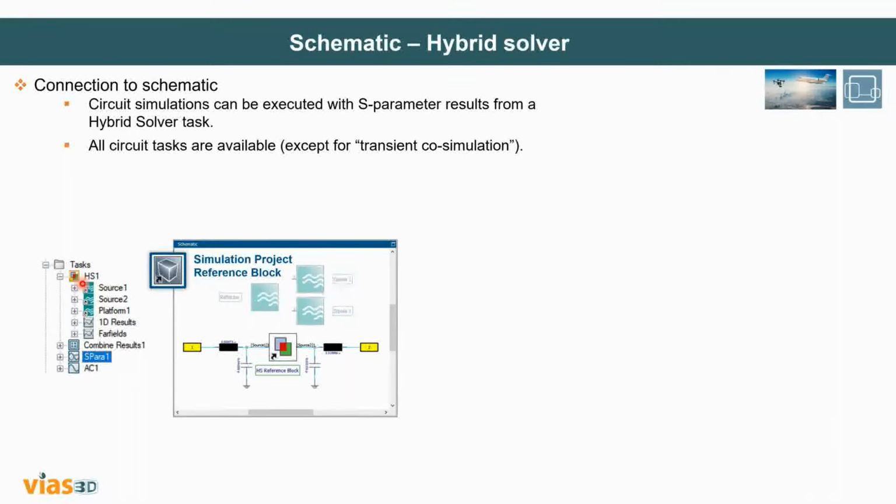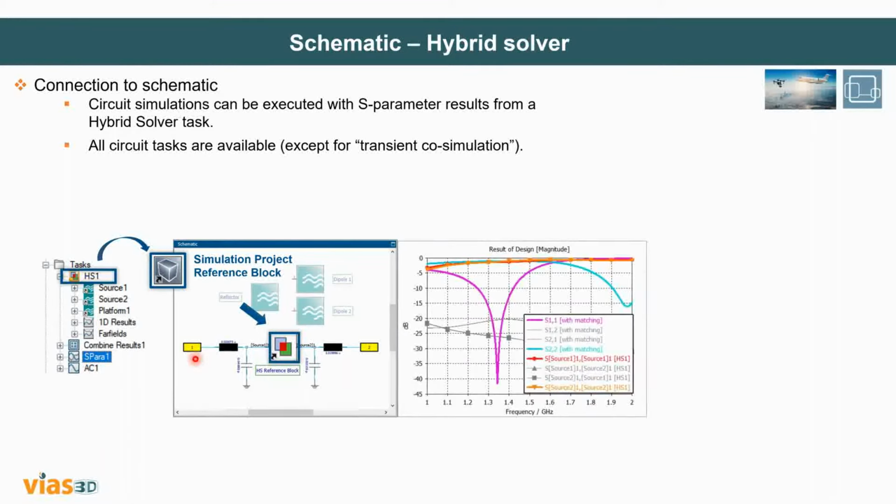What is the new addition in 2022 is that even the hybrid simulation bidirectional task can be directly brought over here in the schematic, and you can add other components here, and you can perform all other circuit tasks like S parameter, except the transient co-simulation. AC combined result for far field will also be added in service pack SP2 for this one. And these are the results obtained after adding the hybrid simulation task with other circuit parameters.